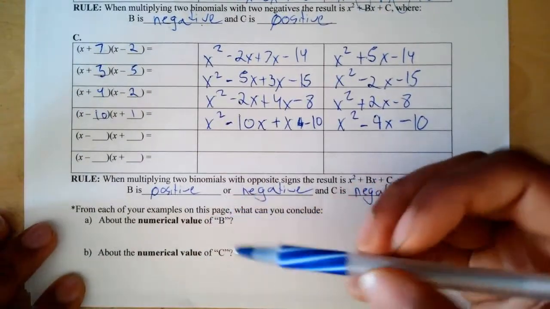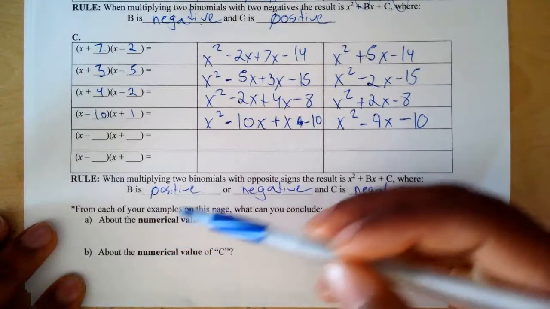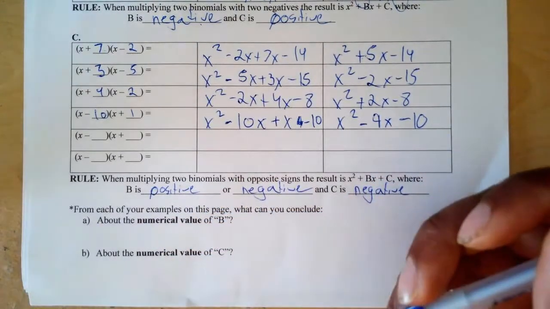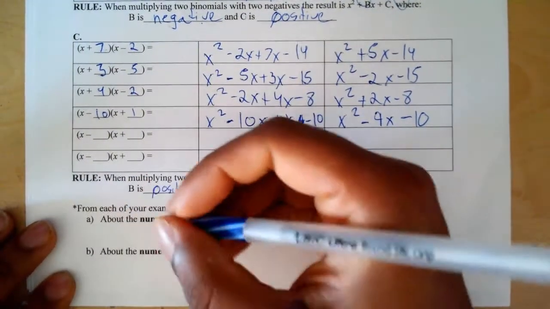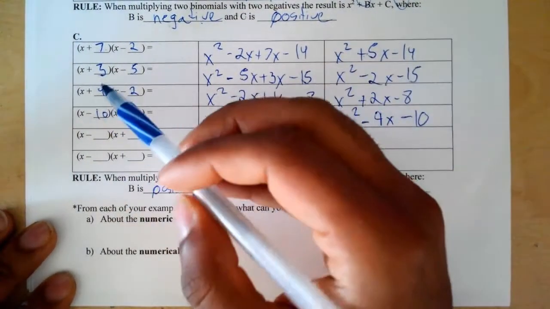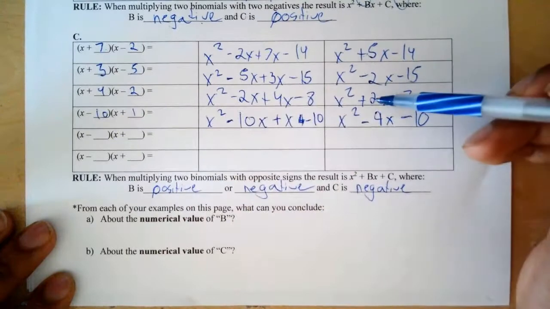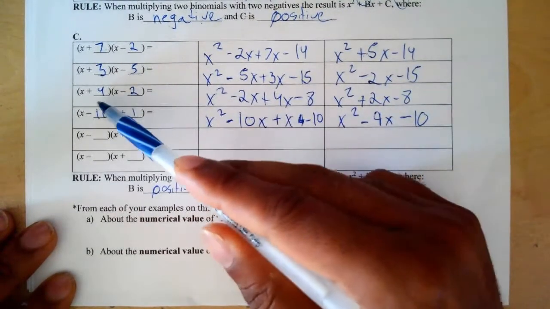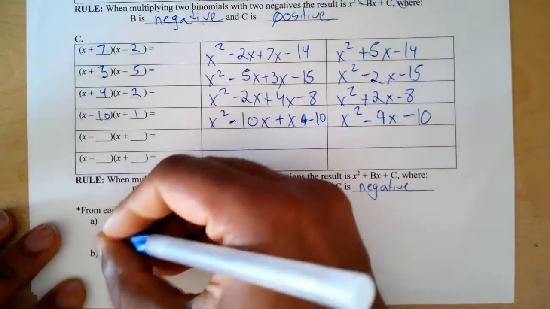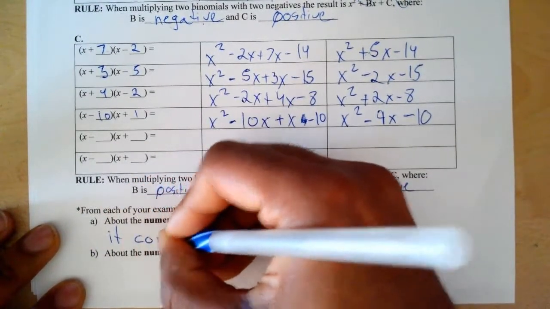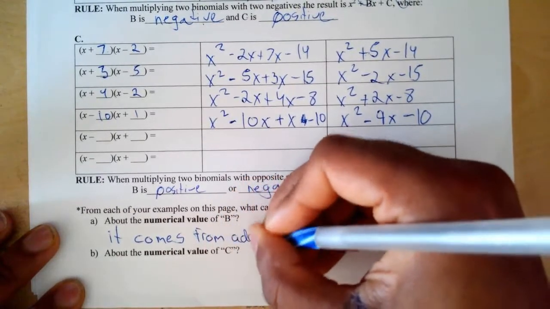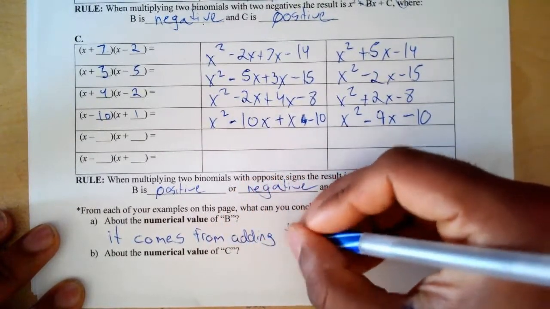Okay. From each of your examples on this page, what can you conclude about the numerical value of B? So you can see that B comes from adding these two values together. So you see plus 2x is basically just putting the two values here together. So it comes from adding the two numbers in the binomial.